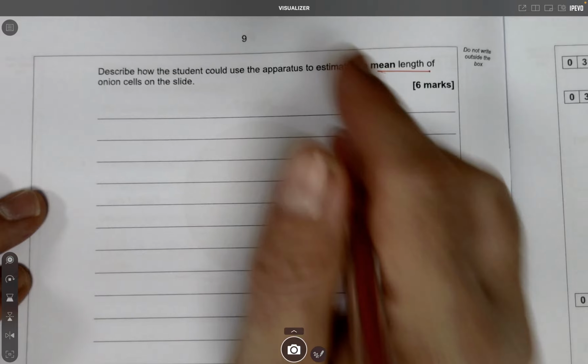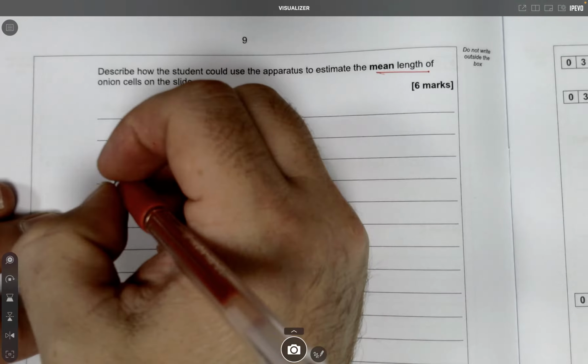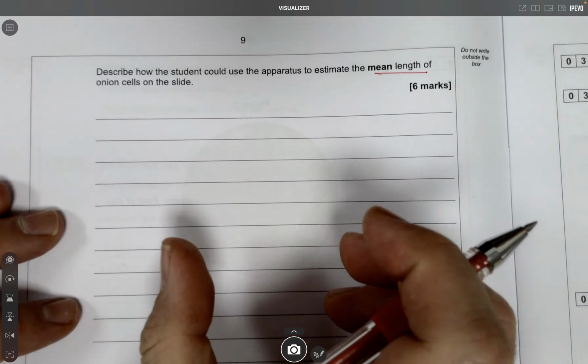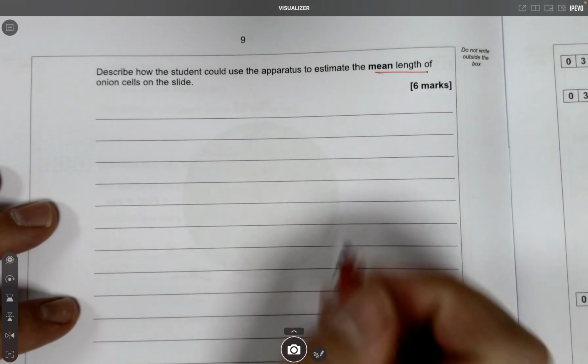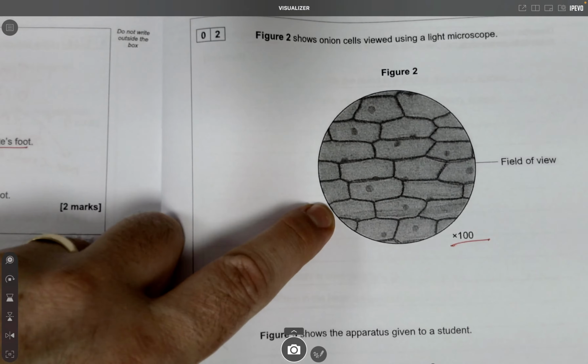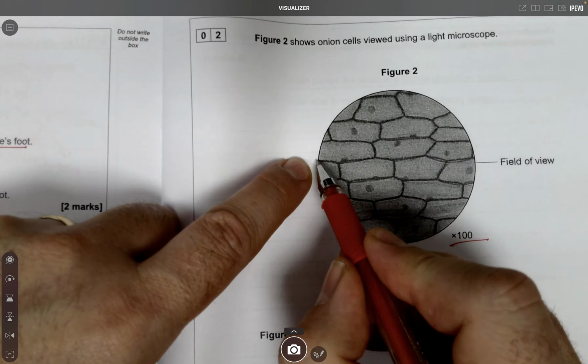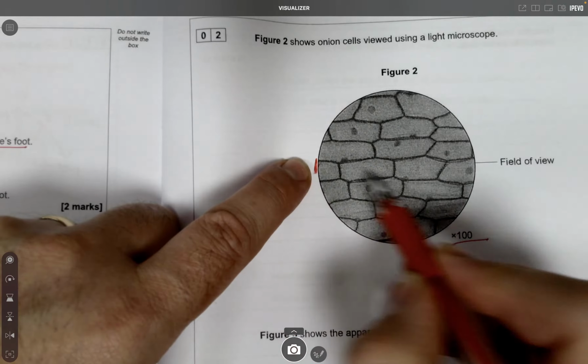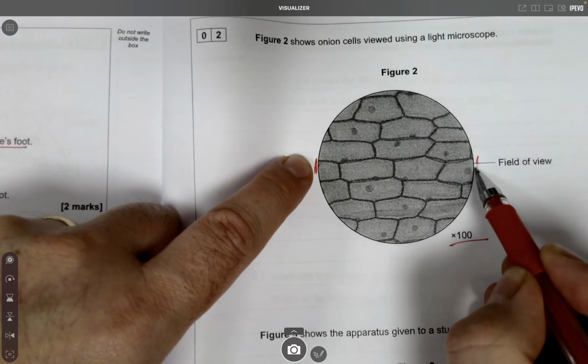So the first thing to do when we go about this is to figure out how big our field of view is. So we get that circular view shown on the previous page. We need to know what's the distance in millimetres from here to here.